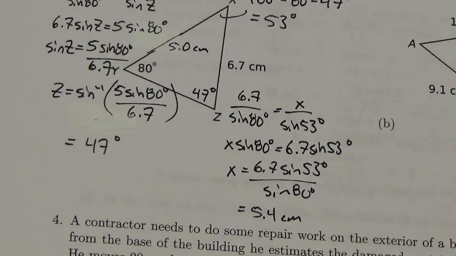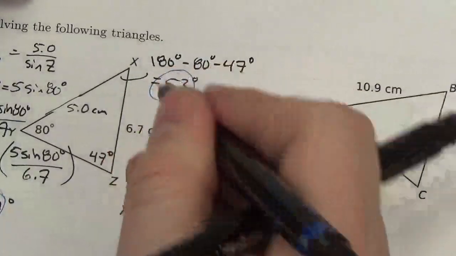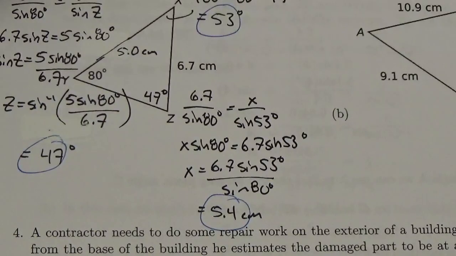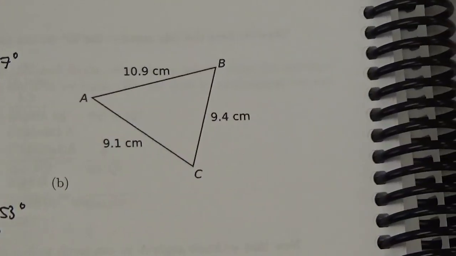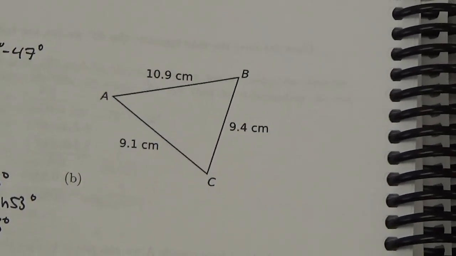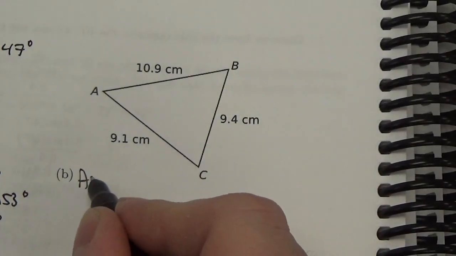Okay, so now I've solved the triangle. I know the angle, I know that other angle, and I know that missing side. Those are the 3 bits of information that I needed. Now over here, because I've been given all 3 sides, this is clearly an example of the cosine law. And so now we just got to do this in order. Let's find angle A first.